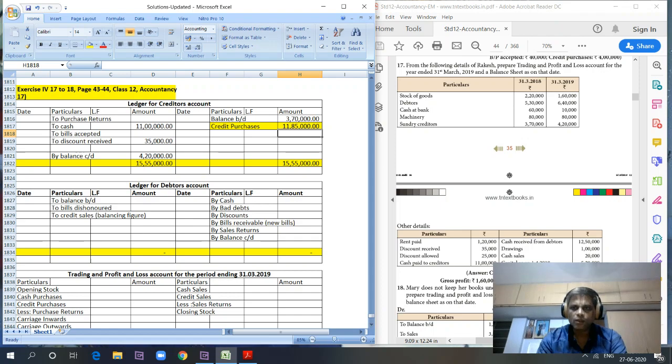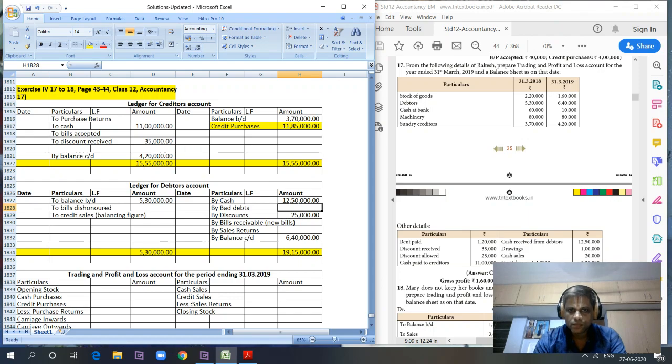Then let's prepare the sundry debtors account. The opening balance is 5 lakh 30,000. And the end balance of debtors is equal to 6 lakhs 40,000. Then what are all the other information we have? Discount allowed. Discount allowed to debtors is 25,000. Discount allowed expenses account debit to debtors account, 25,000. Then we have cash received from debtors, 12 lakhs 50,000.